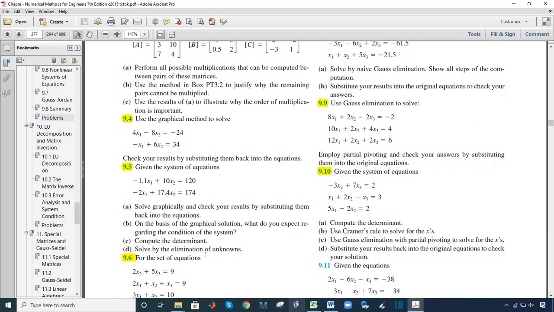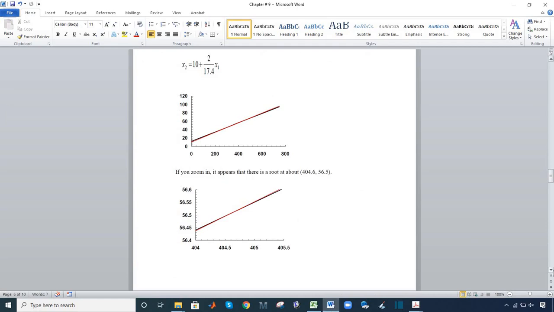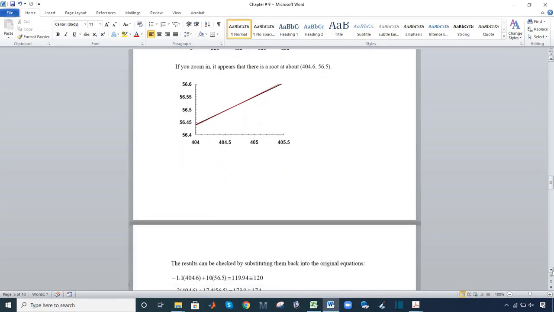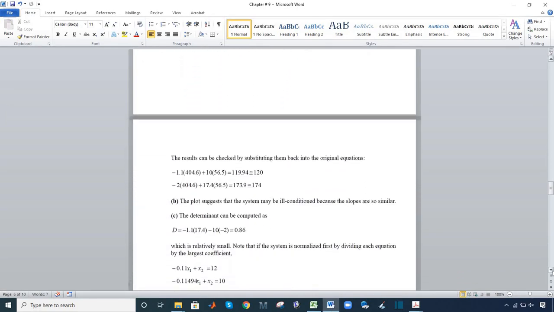Next part is compute the determinant of these two equations. It is very easy to find the determinant, as you have already solved these type of questions in matric and FSC. Its value is 0.86. The determinant of these equations is 0.86.